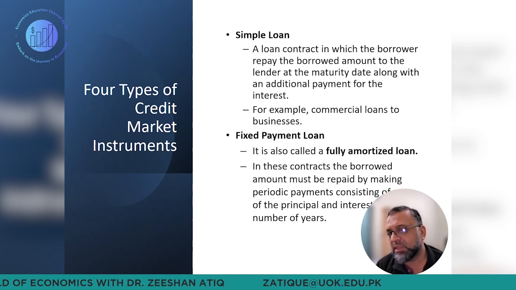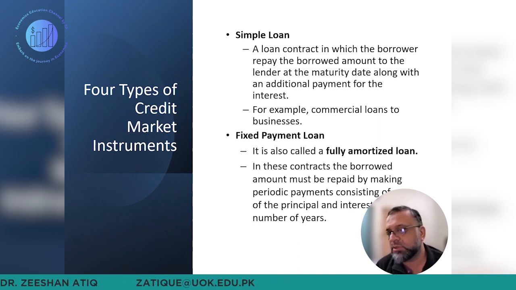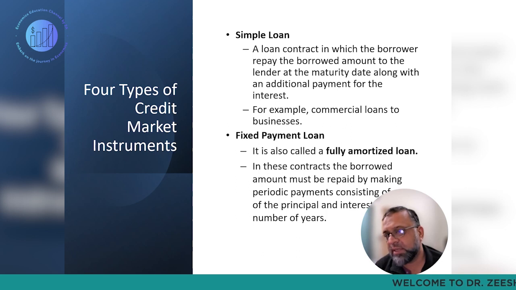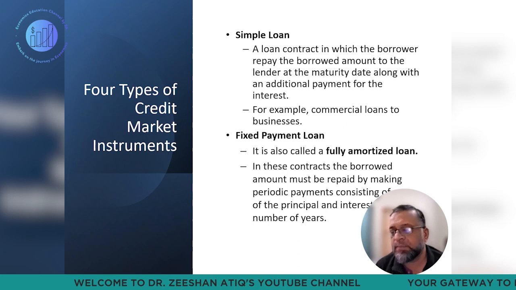A simple loan is a loan contract in which the borrower repays the borrowed amount to the lender at the maturity date along with an additional payment for the interest. It is the most common type of loan that we generally give and take in real life. For example, when you give your money to a friend for some purpose, they take this money for a certain period of time, and when they return it, they give it back along with interest.